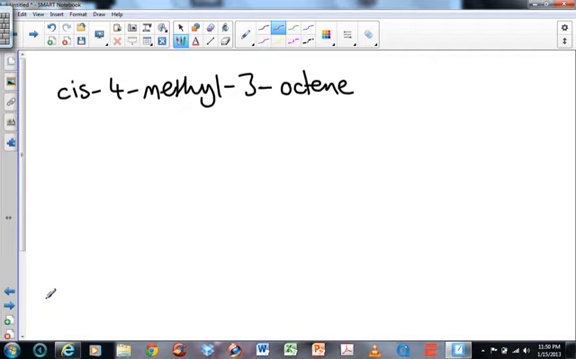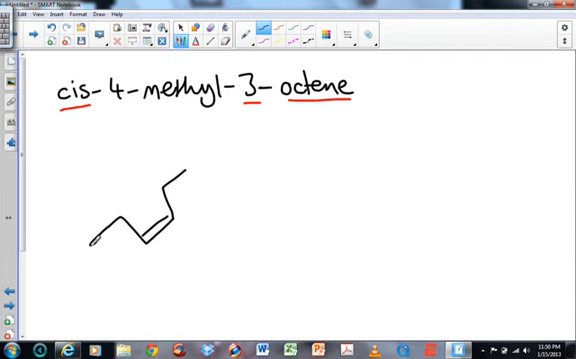Alright, let's see if we can draw something out. Cis 4-methyl-3-octene. So this tells us the orientation of the double bond we're going to have. Of course, octene tells us we've got 8 carbons in our parent chain. We've got a methyl on carbon 4, and the alkene starts on 3. Now, knowing this is a cis alkene, I'm going to be careful about how I draw it out. So I'm going to go carbons 1, 2, 3. I'm going to draw out the double bond between 3 and 4. And because this is a cis alkene, I'm going to go up here.